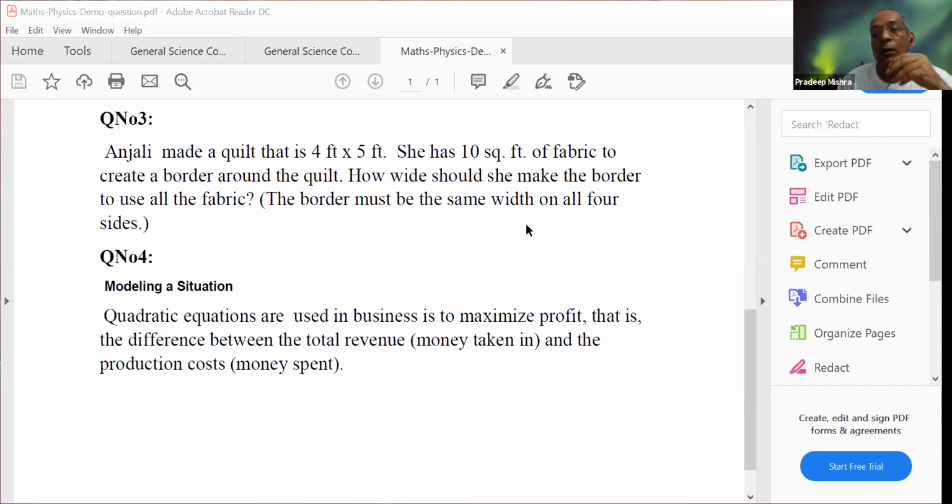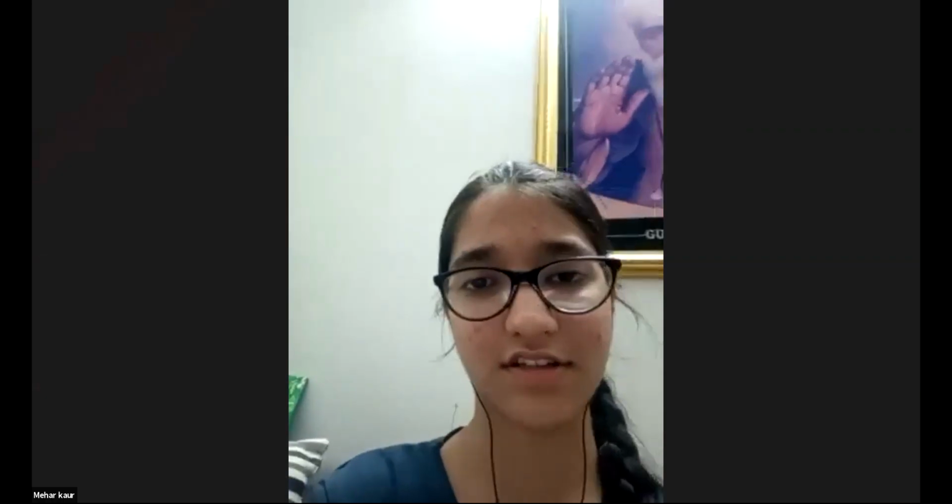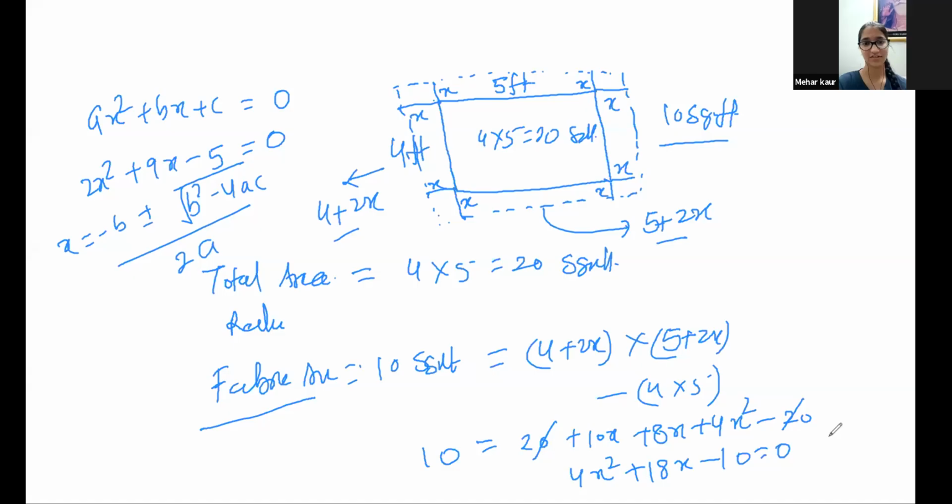Yes, so you understood? This is a quadratic equation, and once you find the value, that will be the width of the border of the fabric. Is that clear to you? Or do you have any doubt about it? No, I understood everything. Okay. We'll take one question from physics. I'll give the explanation for the physics also.